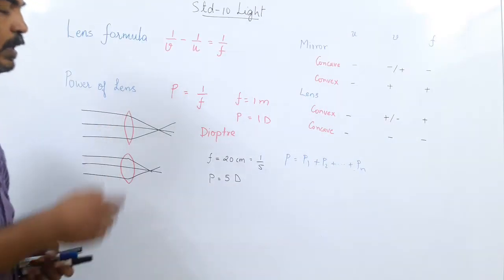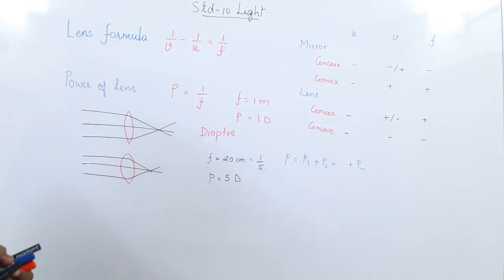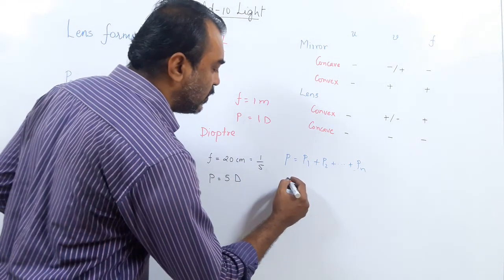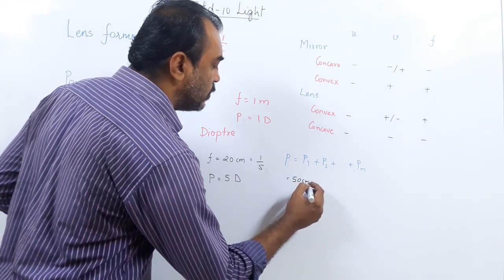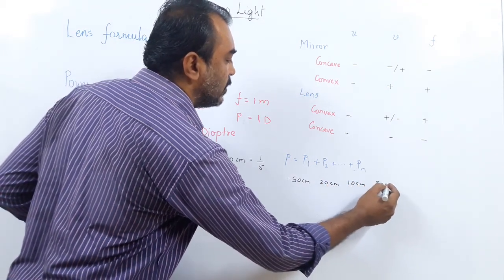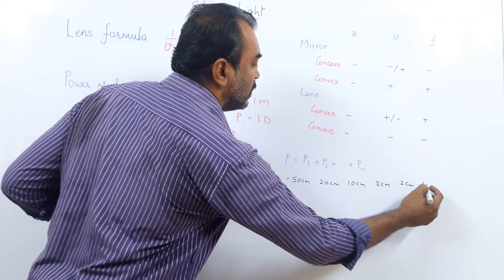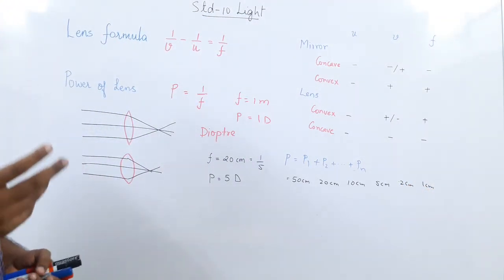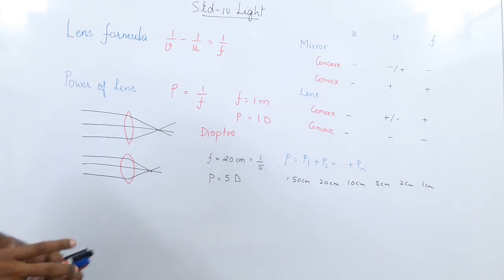Now where do you make use of this? So if you have been to an optician, if you have got specs, you are wearing specs, if you go to the optician, how does he know exactly what combination of lens to use? So they have got lenses of 50 centimeter, 20 centimeter, 10 centimeter, 5 centimeter, 2 centimeter, 1 centimeter and so on. Now suppose your eye lens needs, say, 23. Okay, the focal length you need is 23.